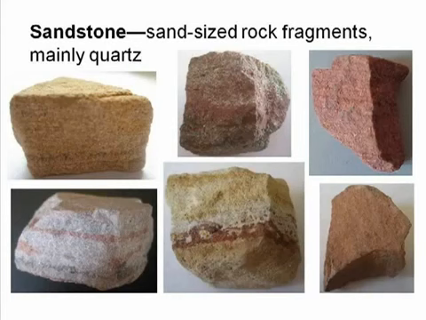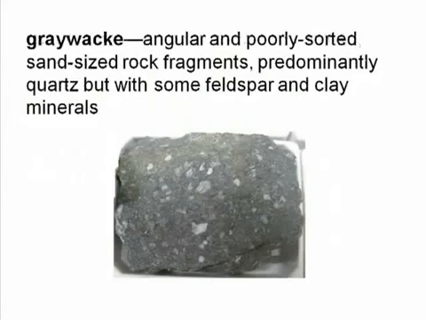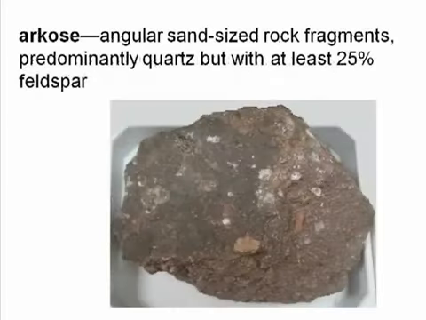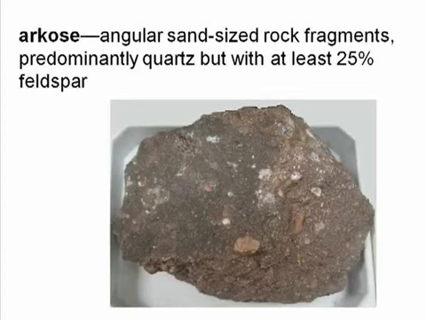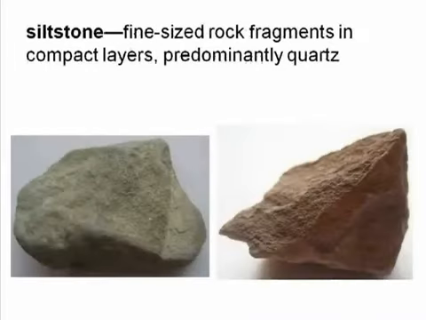Sandstone is made of sand-sized quartz fragments and has an especially wide range of colors. Greywacke is made of angular or poorly sorted sand-sized rock fragments. It contains predominantly quartz, but some feldspar and clay minerals may also be included. Arkose is also made of angular sand-sized rock fragments. At least 25% of the pieces are feldspar rather than the more dominant quartz.